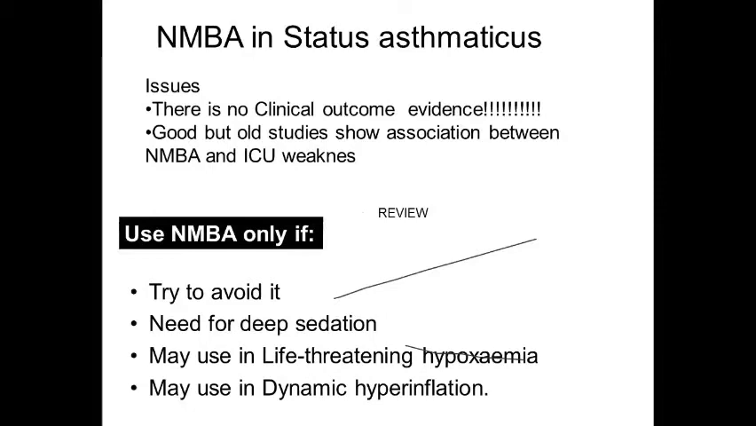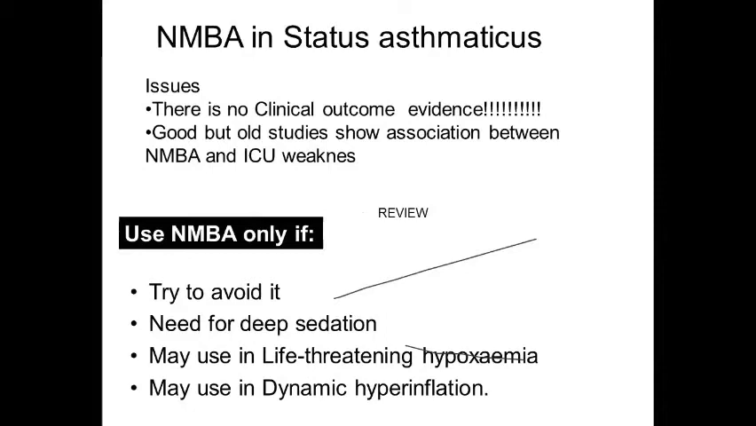There's maybe increased ICU weakness. Do you know why there's increased ICU weakness when you use it in status asthmaticus? Because most of the time we use steroids in status asthmaticus. So there is a good relation between use of steroids and neuromuscular blocking agents.